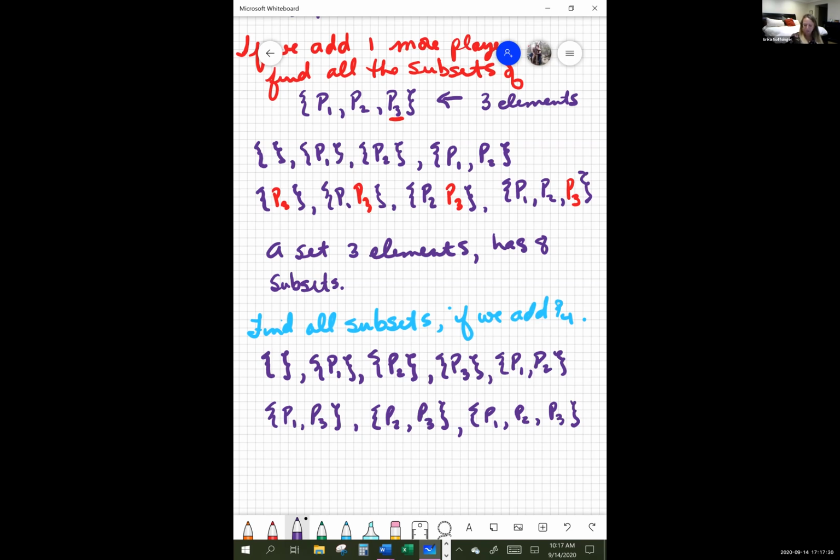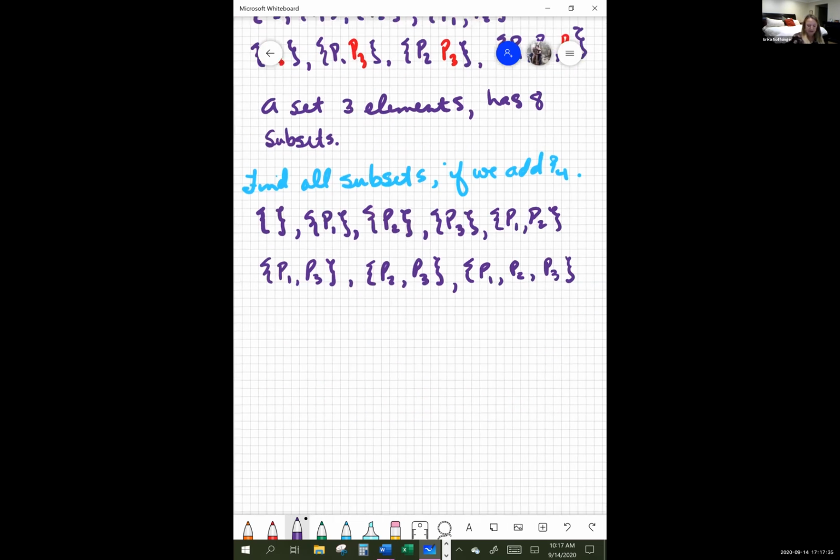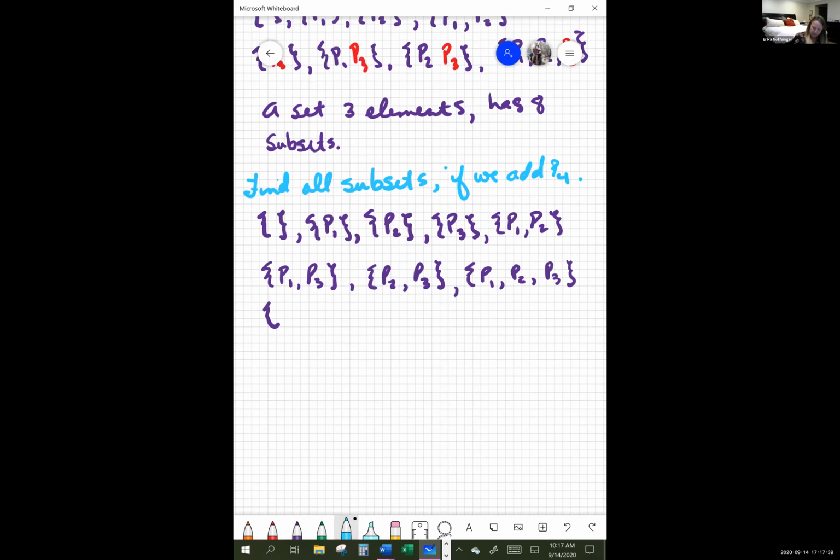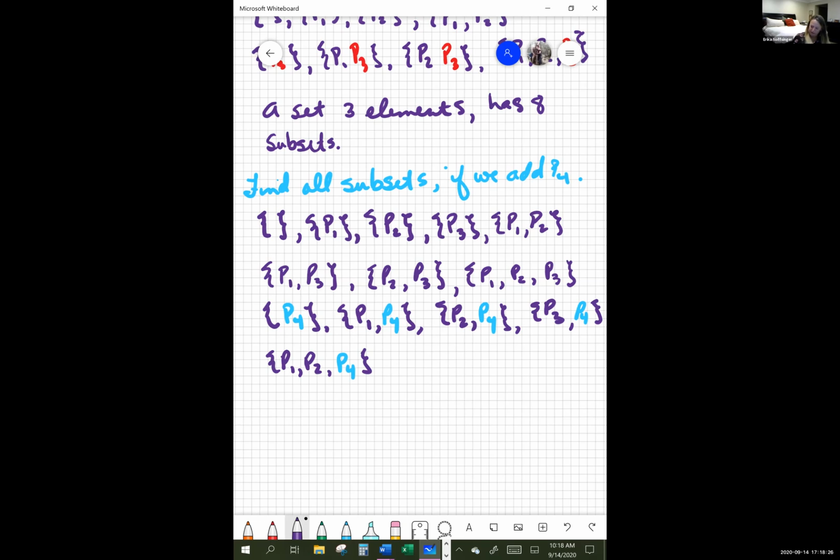But now if we took these and we added in player 4, those would give us all the subsets with 4 players. And so if I just added it into the empty set, that would just give me player 4. So that would be a subset. I could put it in with just player 1. So that would be player 1 and player 4. I could put it in with just player 2. So player 2 and player 4. Player 3 and player 4. Now I'm at player 1, player 2, player 4. Player 1, player 3, player 4. See how just adding one additional element each time is getting a lot.